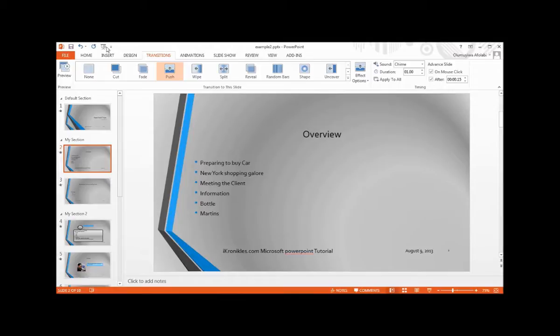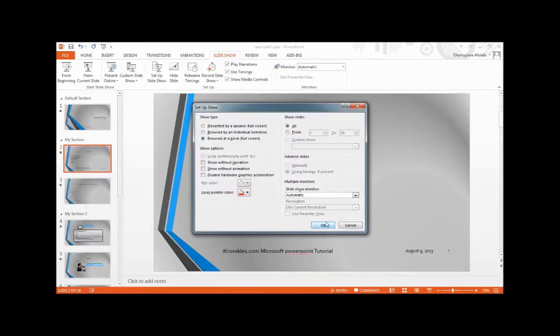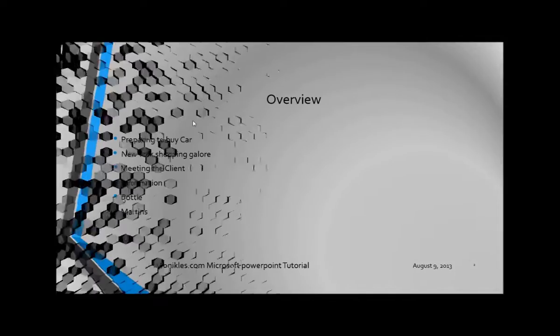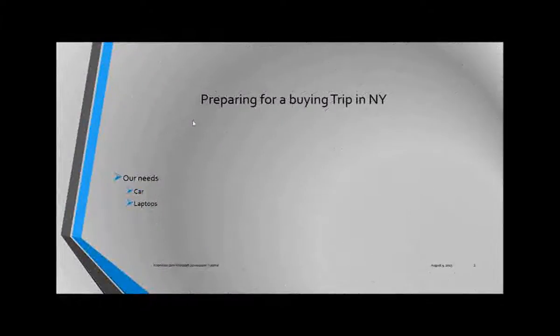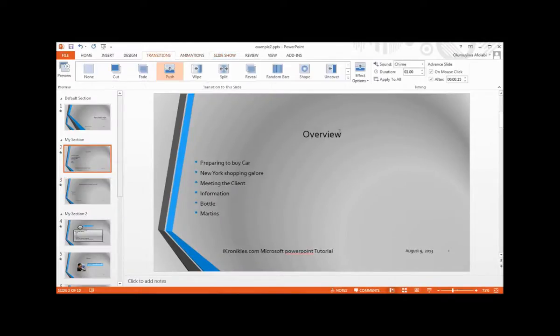Save my presentation and go to Slide Show, Set Up Slide Show, Browsed at a kiosk (full screen), and run our stuff. As you can see now, the slideshow will automatically load. Let me change the timing on the Transitions tab to something like 60, and save my project.